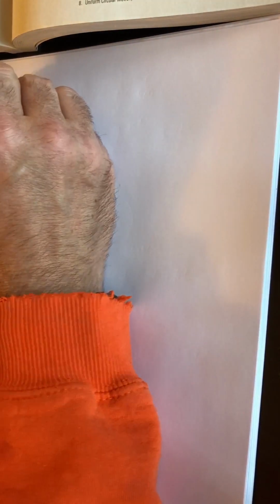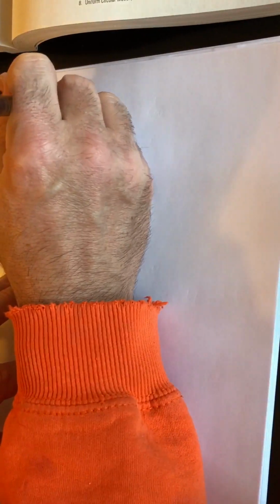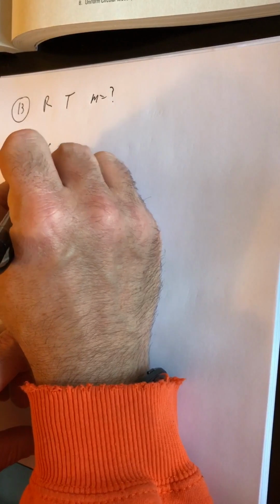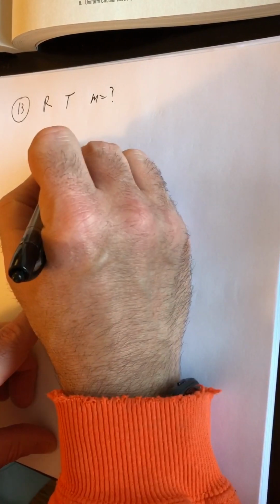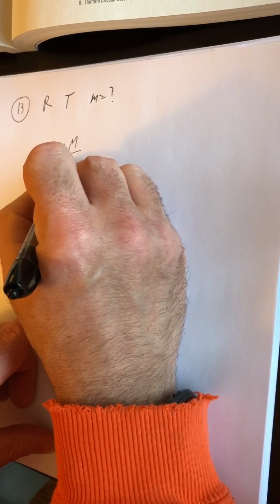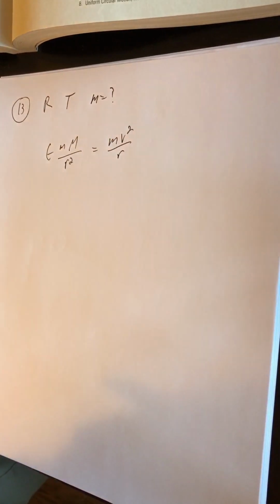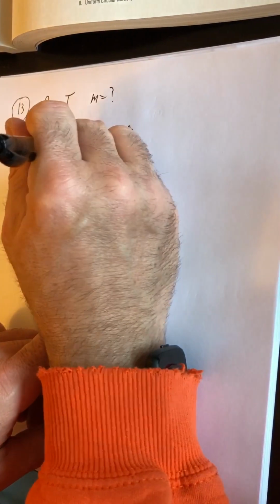All right, now 13 gets a little tricky, but in 13, a moon of Jupiter is in a nearly circular orbit of radius r and a period of T. Which of the following expresses the mass of Jupiter? So I have to solve this. So again, I'm doing G m over r squared is equal to m v squared over r. If I go too fast, I make a mistake here. Let's just do the whole thing step by step.